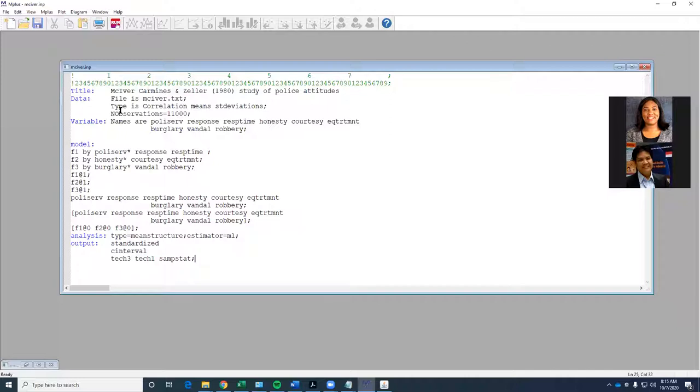Okay, second question. What is the F1 at one? The at says that this is a fixed value, and the one is the value that it's fixed at. So this little line is saying the variance of the first factor is fixed at the number one.